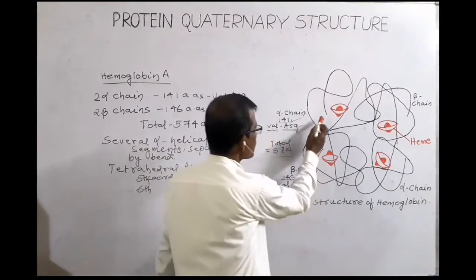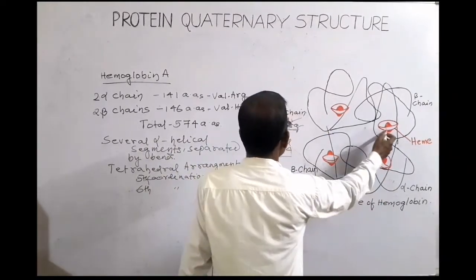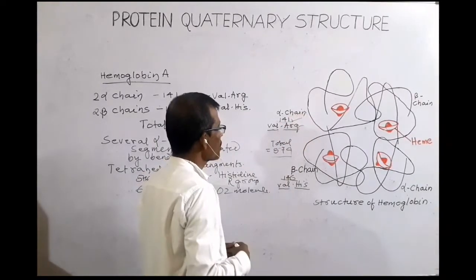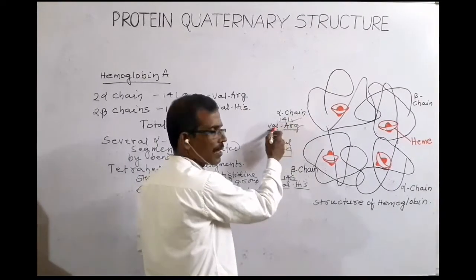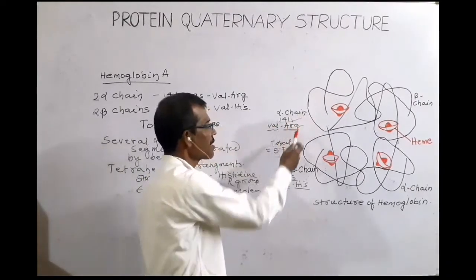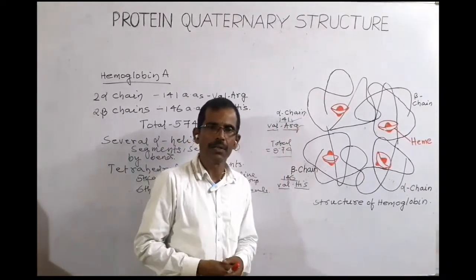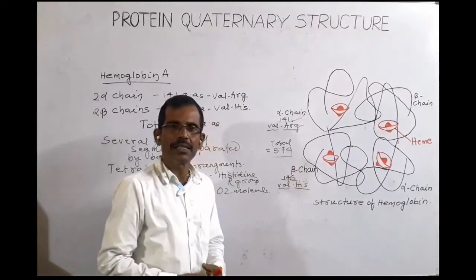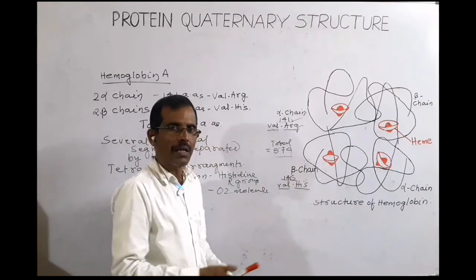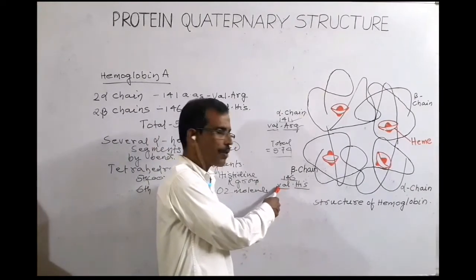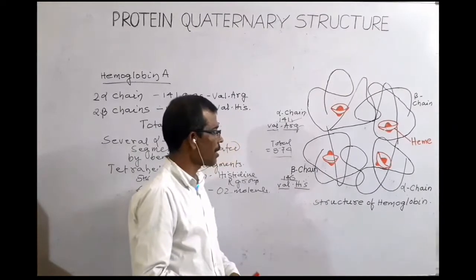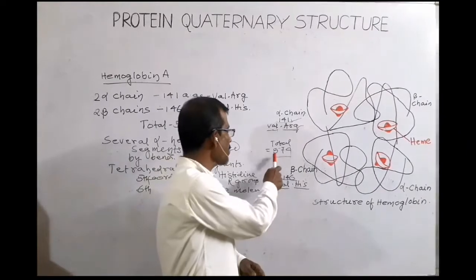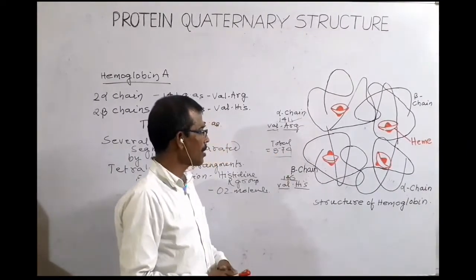Hemoglobin A is the principal hemoglobin in adults. HbA is composed of 2 alpha chains and 2 beta chains. The alpha chain contains 141 amino acids. In this chain, valine is the N-terminal residue and arginine is the C-terminal residue, whereas the beta chain contains 146 amino acids. In beta chain, valine is the N-terminal residue and histidine is the C-terminal residue. So in hemoglobin, there are totally 574 amino acids.